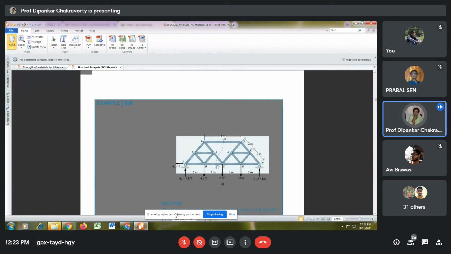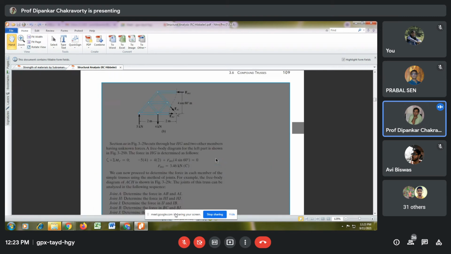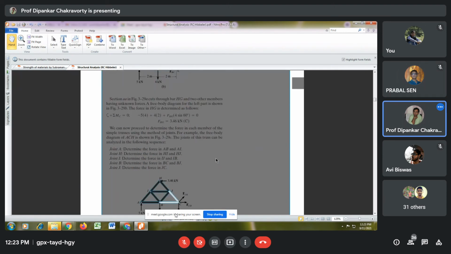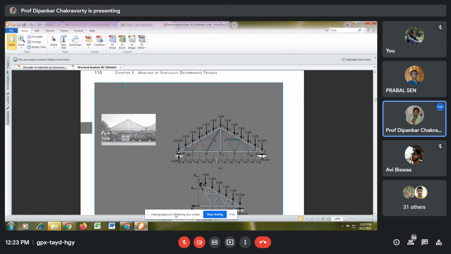If you take moment here, then this force will vanish, and only this force will be there. If you take moment about H, then this bar force and JC bar force all pass through H. So bar force BC will come out. And if you take summation of V equal to 0, this member is horizontal, this member is horizontal, but JC has got a vertical component. So JC becomes solved. Did you understand? Yes, sir.